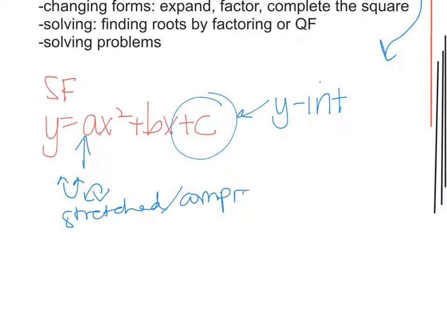They all have an a value that shows you the vertical stretch or compression, that shows you the direction of opening. What's special about standard form is the y-intercept, which is the last number at the end. If there's nothing, it's just a 0.